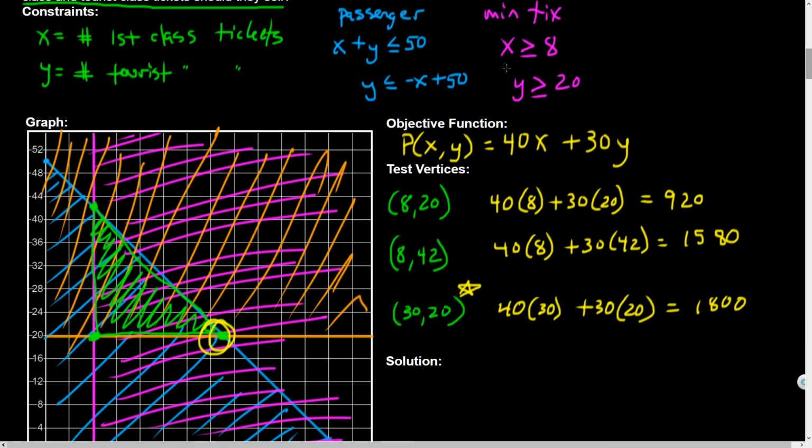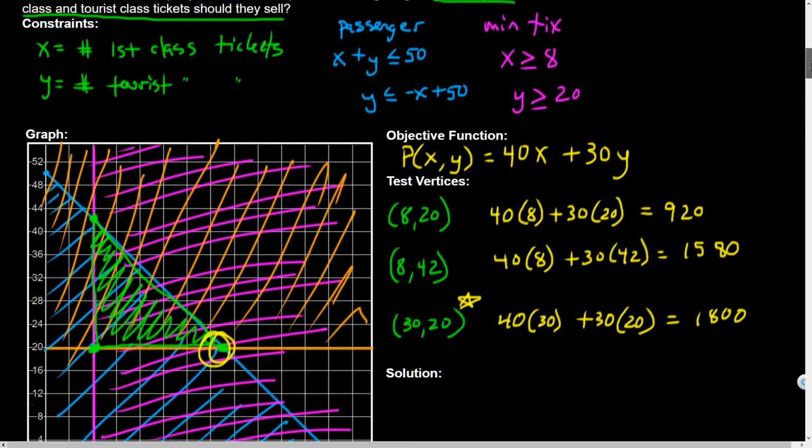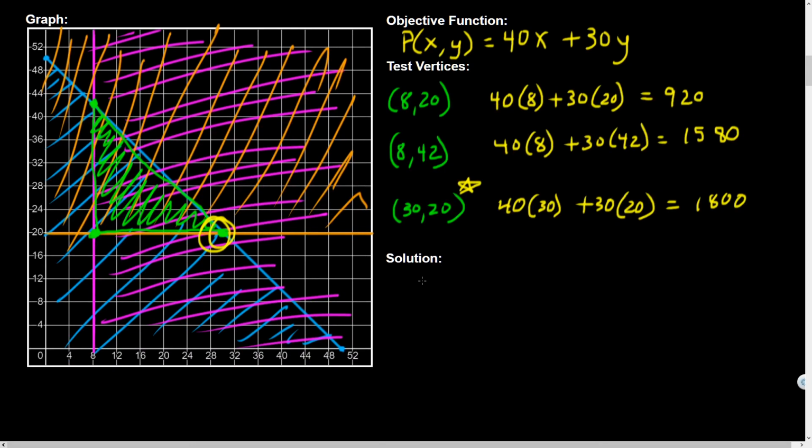And so let's now write the solution. What does 30, 20 mean? Well, 30 was the X, the number of first class tickets, and 20 was Y, the number of tourist tickets. So I'll write that in green. And so they should sell 30 first class and 20 tourist.